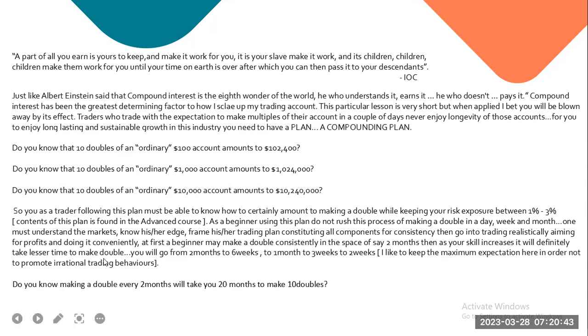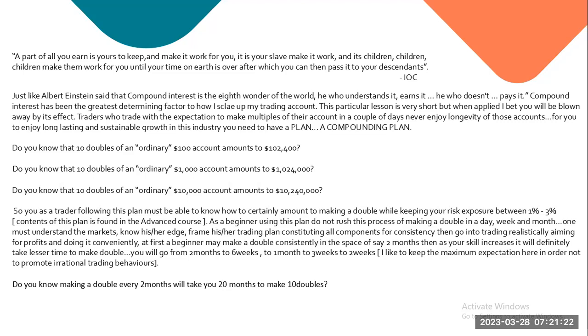Then you need to frame your trading plan, constituting all components for consistency. That means for this double, you want to make times 2. Then you go into realistically aiming for profit and doing it confidently. That's the times 2 we're talking about. As a beginner, you may make a double, that's times 2 of your account, consistently, maybe in the space of 2 months. Then as your skill increases, it will definitely take less time to make that same double. So you will go from 2 months, maybe to 6 weeks, then to 1 month, to 3 weeks, and thereabout.